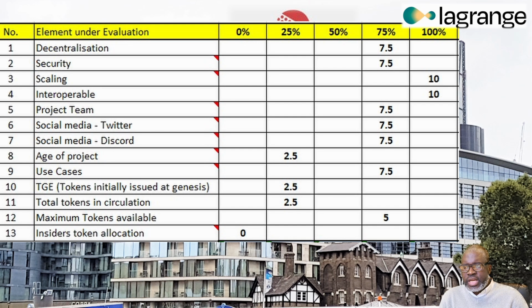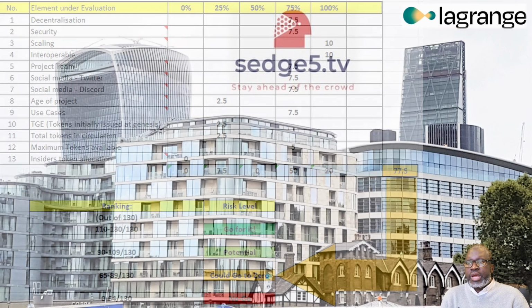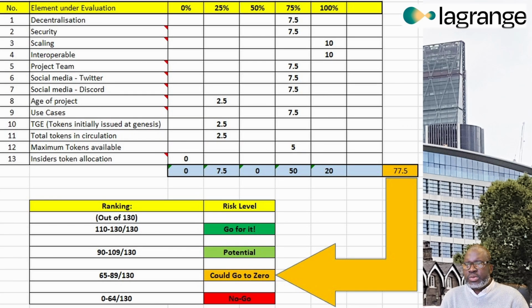There you go, ladies and gents, the scores we've allocated to Lagrange's protocol as part of our DIWA or risk evaluation assessment. Any thoughts? Let us know in the comment section. And if you were to apply some scores to these 13 elements we use as part of our DIWA or risk evaluation toolkit, which scores would you actually allocate to Lagrange's protocol? Let us know in the comment section. The aggregate score for Lagrange protocol comes up to 77.5 points out of 130, which puts Lagrange within the could-go-to-zero category like many projects we've assessed on this channel. Any thoughts? Let us know in the comment section.